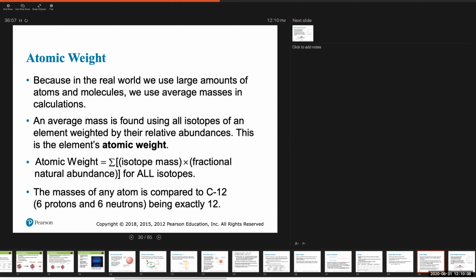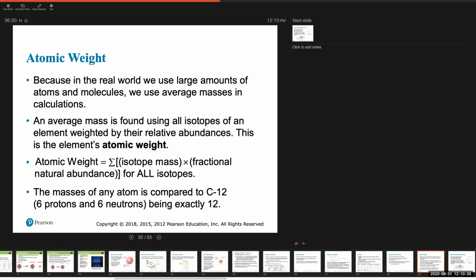By convention, the masses of any atom are compared to carbon-12, 6 protons and neutrons, being defined as exactly 12. Will we ever have to write out that equation? No, because I learned it a different way to write it. All you're doing is accounting for the proportions of each one.